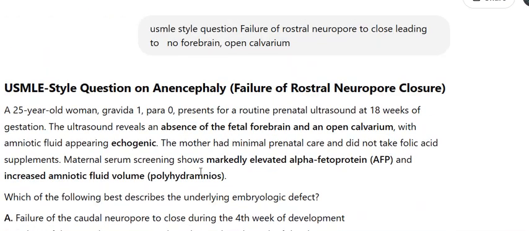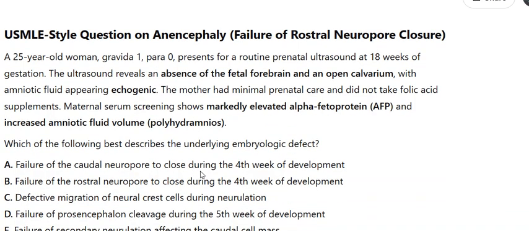USMLE style question on anencephaly, failure of rostral neuropore closure. A 25-year-old woman, gravida 1, para 0, presents for a routine prenatal ultrasound at 18 weeks of gestation. The ultrasound reveals an absence of the fetal forebrain and an open calvarium, with amniotic fluid appearing echogenic.